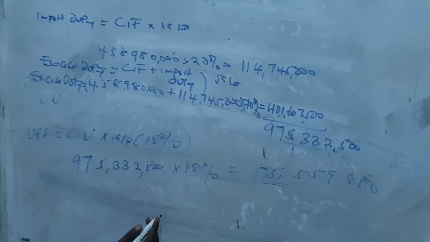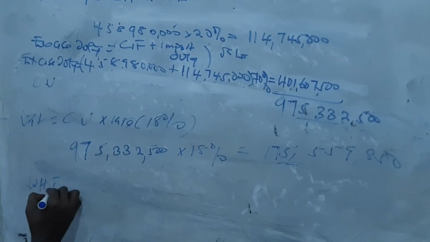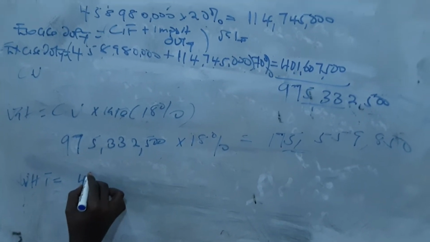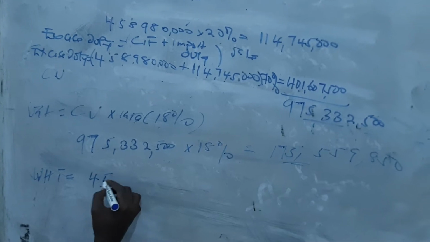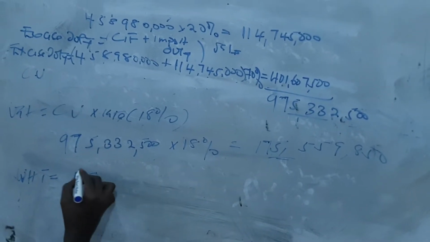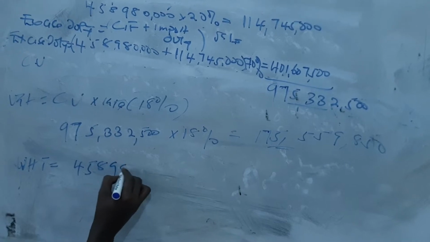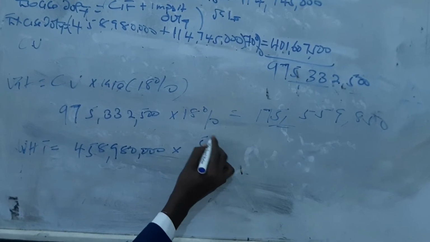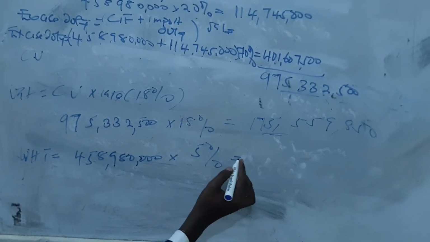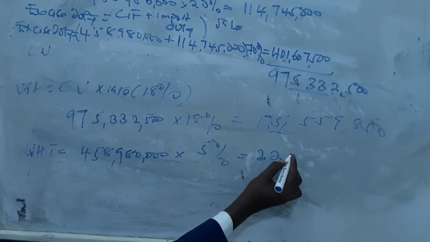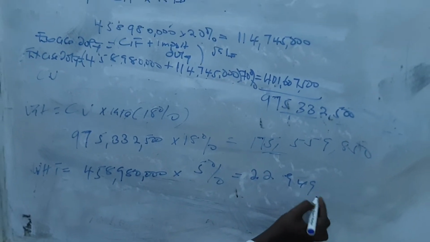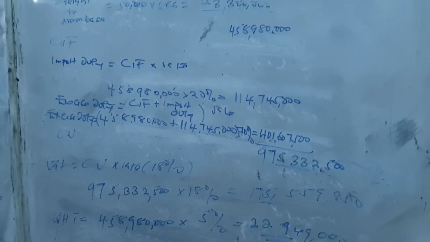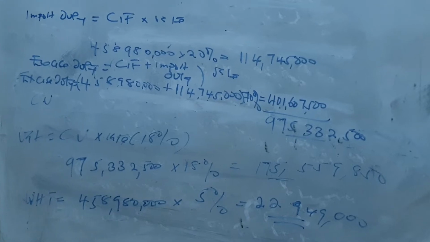We have been asked about the withholding tax. The withholding tax here, you use the value of the CIF. This value of CIF, and we use 5% as withholding tax. 22 million. So that is the end of the question.